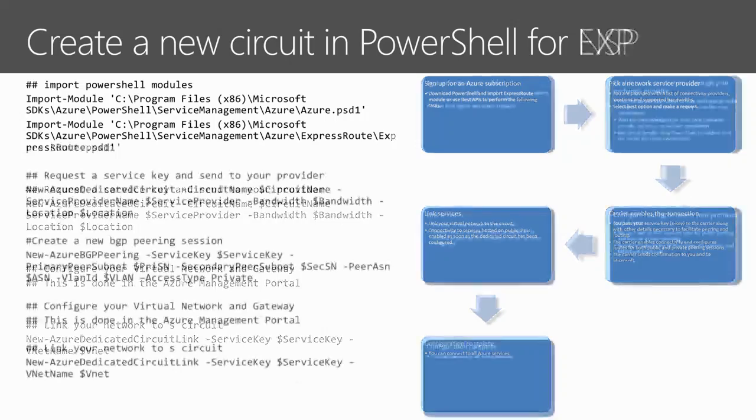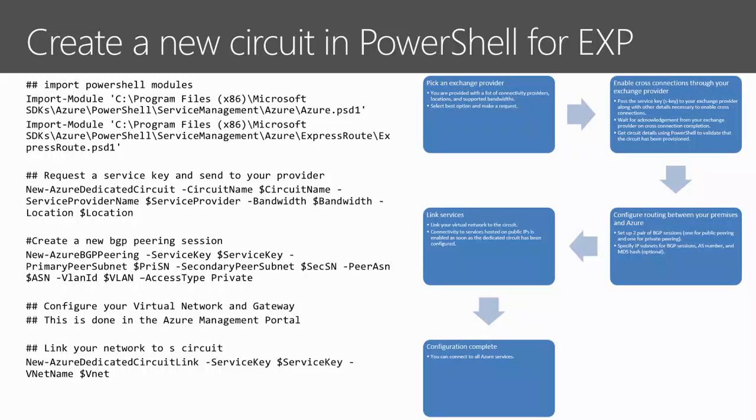It's very similar for the exchange provider model, where you are going to be creating a new Azure dedicated circuit. In the exchange provider model, you are actually doing the BGP routing yourself. The network service provider is not taking care of that. So you've got a couple of extra steps in there to actually configure the network routing and to forward that on to wherever you want. Otherwise, they are very similar.